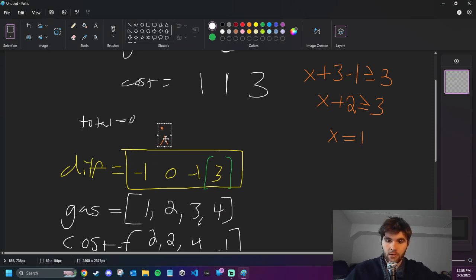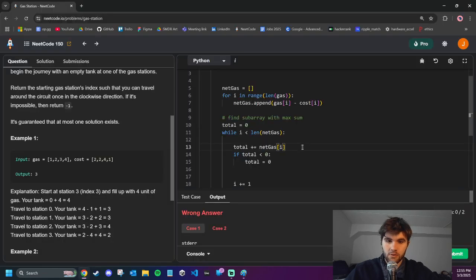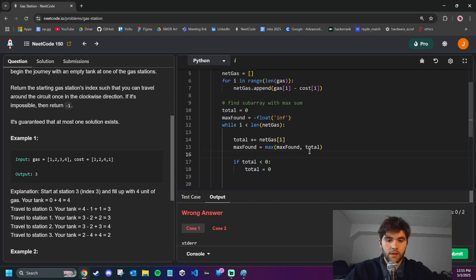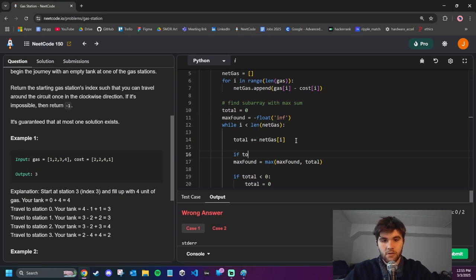So then when we get here, it's 0, and then we'll say like max found is negative float infinity. If total, I guess we could say max found is equal to max of itself and total. Maybe not, because we want the index. So if total is greater than max found, then max found equals total, and we'll just say max index equals I.